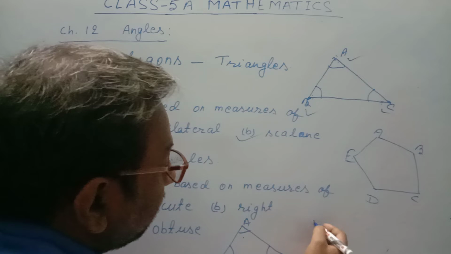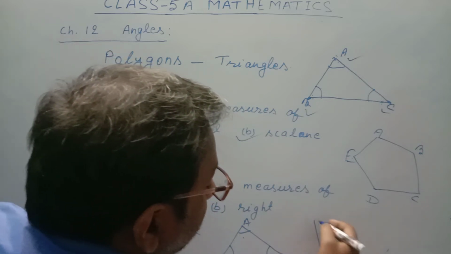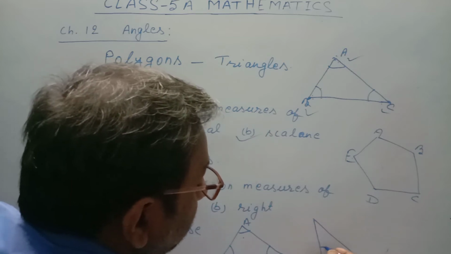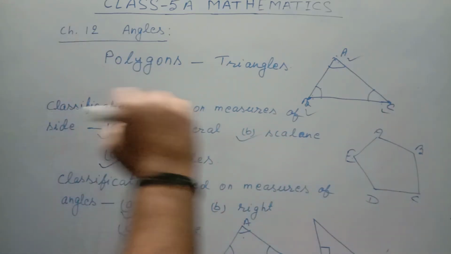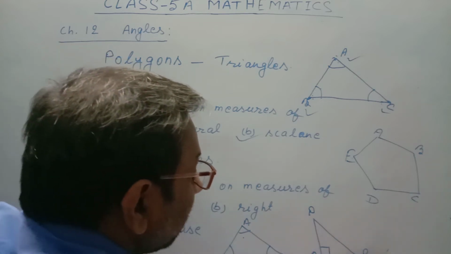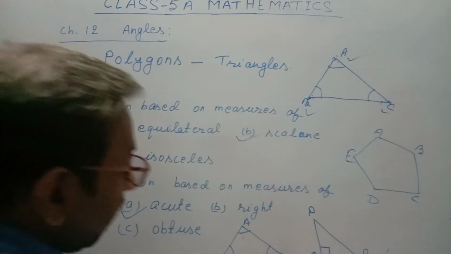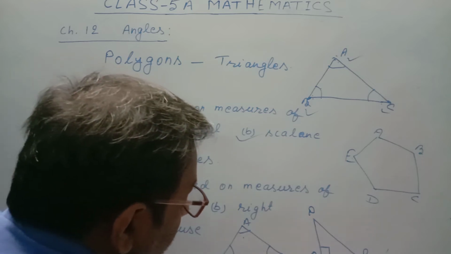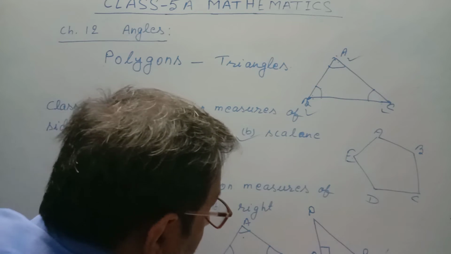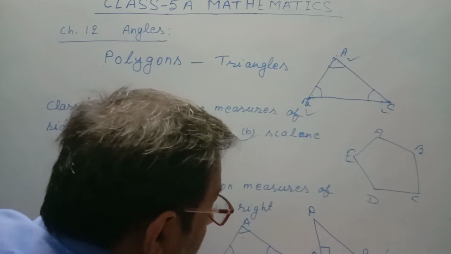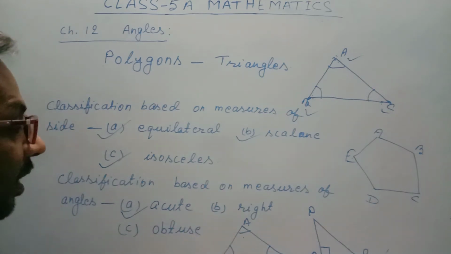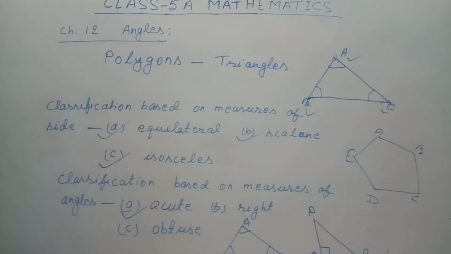Right angle triangle. In a triangle, you know there are three angles. So if any one out of those three angles is 90 degrees, a right angle, then that triangle is called a right angled triangle. And if in any triangle one angle is more than 90 degrees, like in LMN, angle M is more than 90 degrees, suppose this is 120 degrees, then this type of triangle is called an obtuse angled triangle.